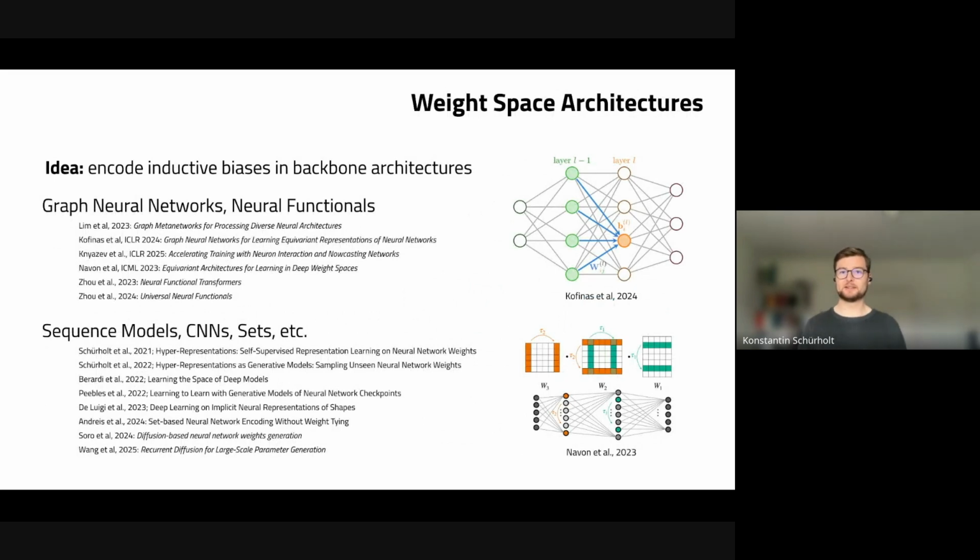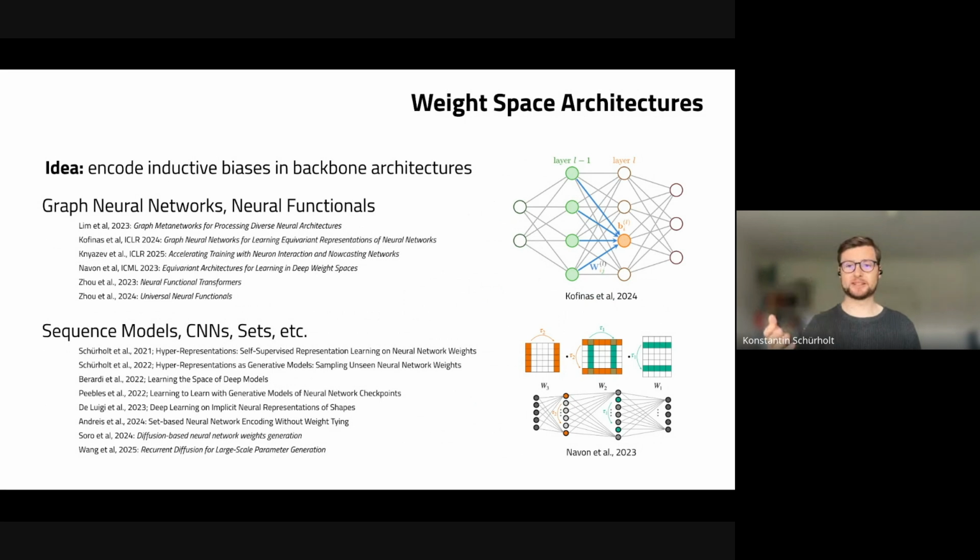The third bucket of methods is maybe one of the most machine learning-y, or at least deep learning-y, which is to design specific architectures for the domain. And I believe there are two groups of architectures that address different things. The first one are graph neural networks and neural functionals, and they mostly try to eliminate or deal with the symmetries in weight spaces as well, right?